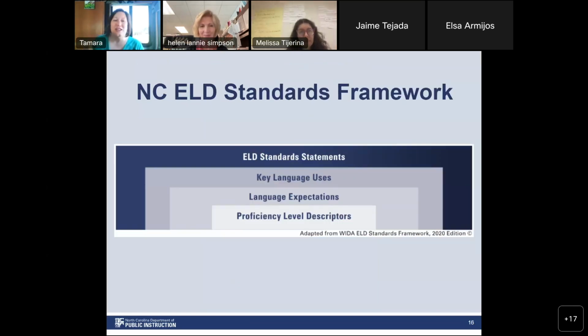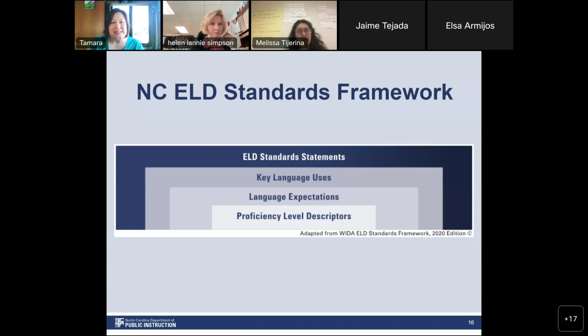So here's a look at the standards framework in its organization. The standards themselves are unchanged and describe that multilingual learners will communicate information, ideas, and concepts for academic success in the content areas of English language arts, math, science, and social studies. These are broad, overarching standards that we've had since 2004.